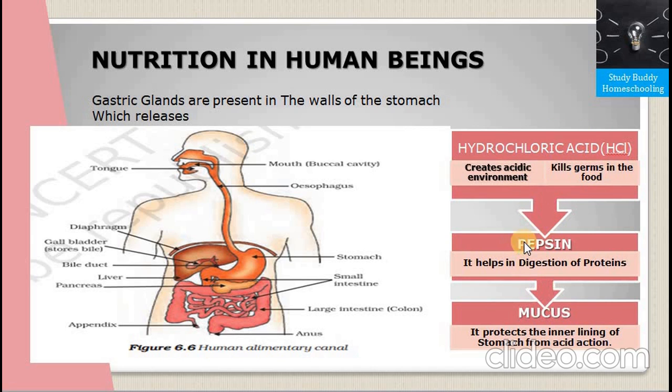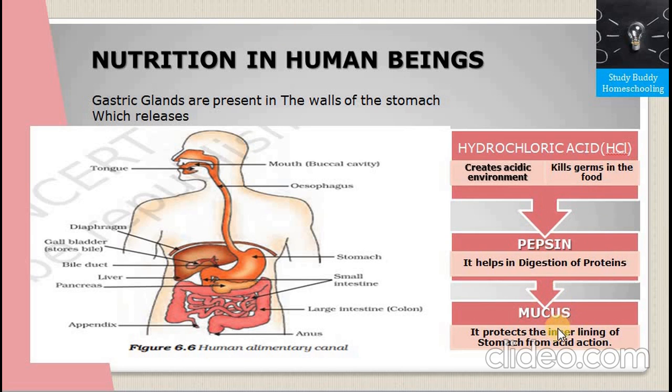And next we have pepsin. Pepsin, we just discussed, helps in the digestion of proteins. Proteins are broken down by pepsin. For this pepsin to be activated, acidic environment is important, which is provided by the hydrochloric acid or HCl. Next we have mucus. Mucus is nothing but the lining of the stomach.